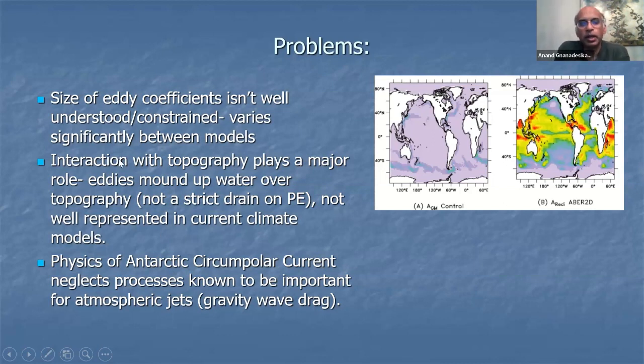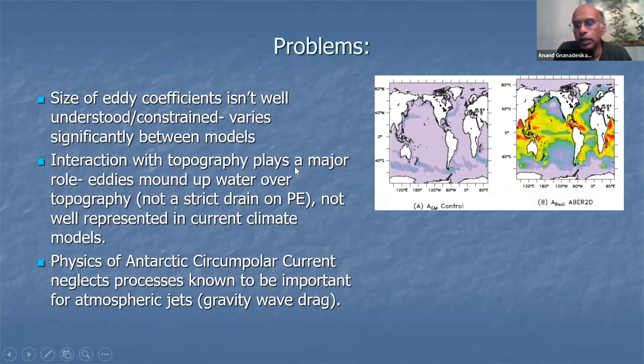Additionally, interaction with topography plays a major role. Eddies tend to mound up water over topography. I said that we model these eddies as flattening density surfaces. But in reality, they don't entirely flatten density surfaces. They can take energy out of this north-south gradient and turn it into an east-west gradient. This is not something that our current climate models represent well.